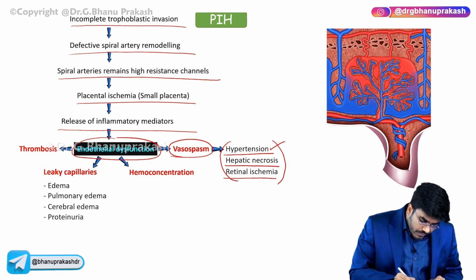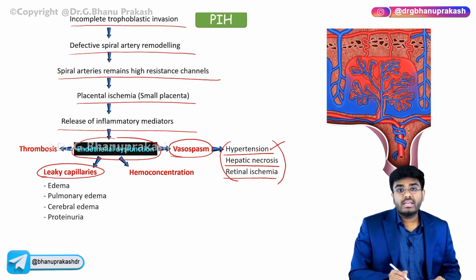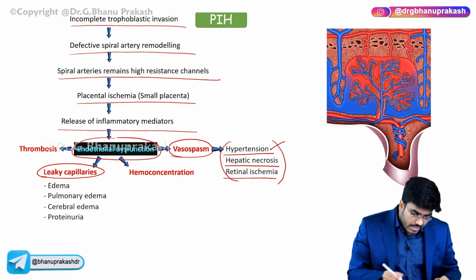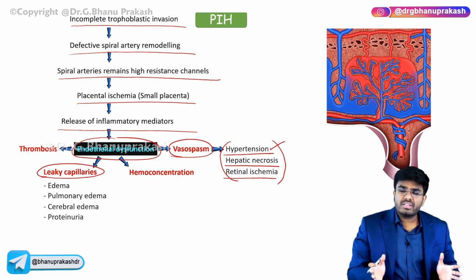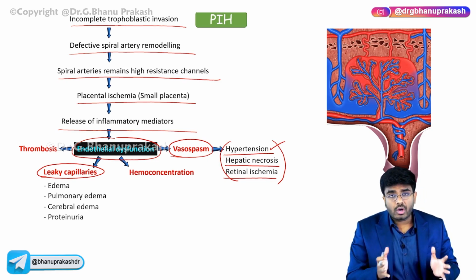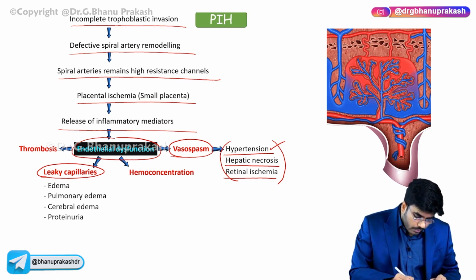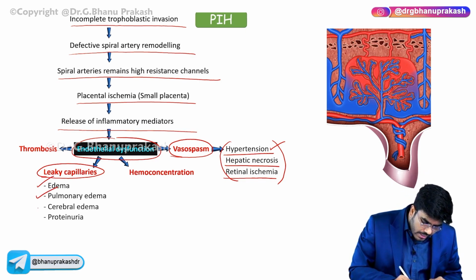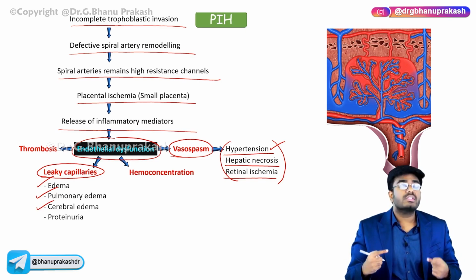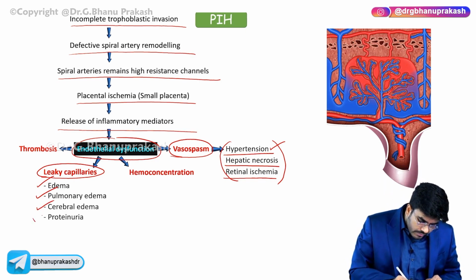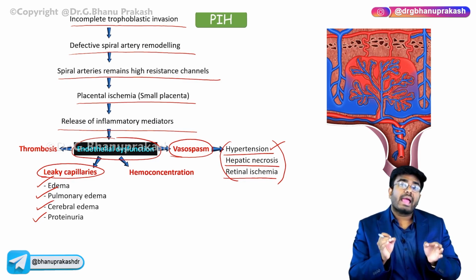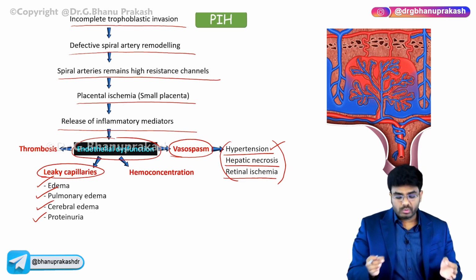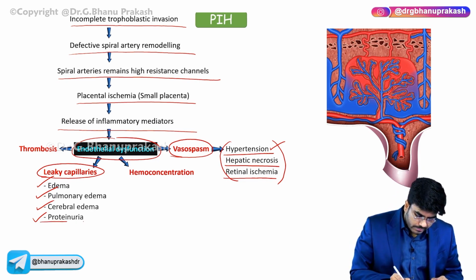And also remember, I have already said that because of the endothelial dysfunction, the vessels will become more leaky. These are leaky capillaries. Whenever the capillaries are leaking, the plasma is going into the organs and into the third space, and that can lead to edema. If this same thing is happening in the lungs, that can lead to pulmonary edema. If it's happening in the cerebral vasculature, that can cause cerebral edema. Also a very important point: when the glomerular capillaries become more leaky, proteins are lost. That can cause proteinuria.